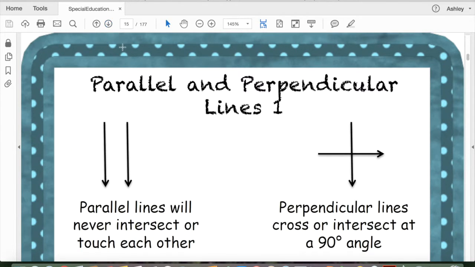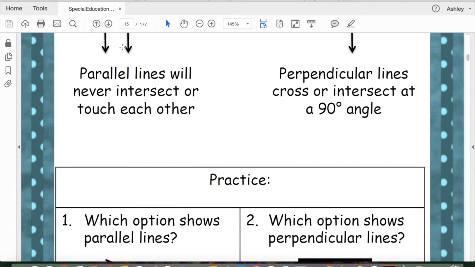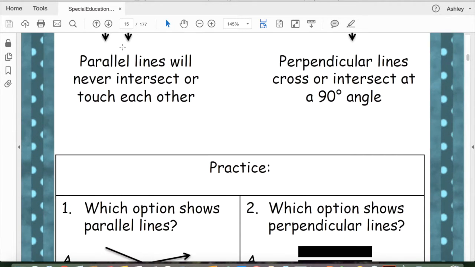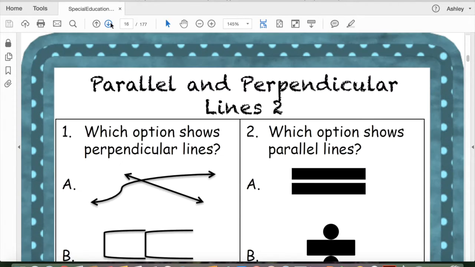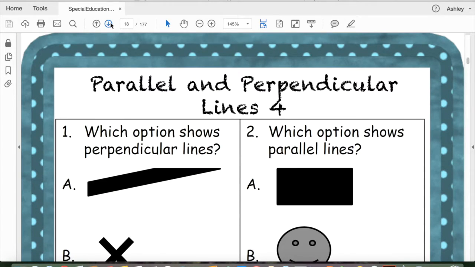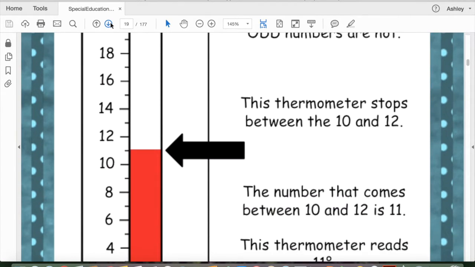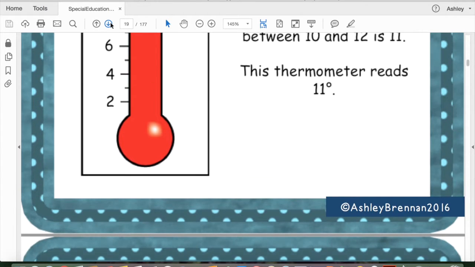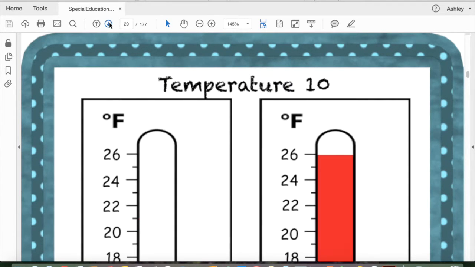Again, here we have parallel and perpendicular lines. Again, every one of them goes over the skill to help you teach it and reteach it and to help the students learn it and give them a fresh example before they go. And we have multiple choice questions there for parallel and perpendicular lines. Temperature. So it goes over what the thermometer counts by. This one's by 2s. And since there's only 2 per page, I did 10 temperature pages.